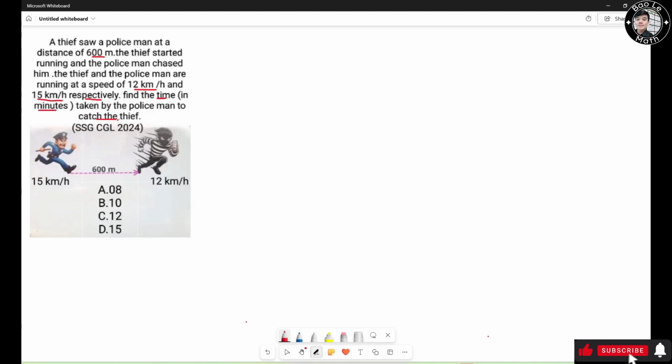Alright, so this problem is similar to the type of problem in the SAT test. So let's draw the diagram. Suppose the policeman is at position A, and the thief is at position B. The distance from here to here is 600 meters or 0.6 kilometer, right?